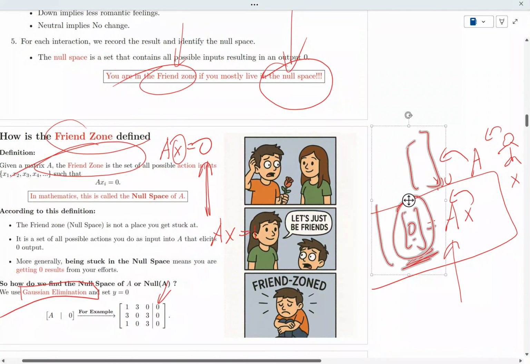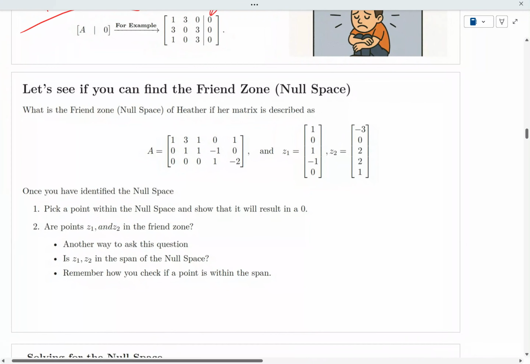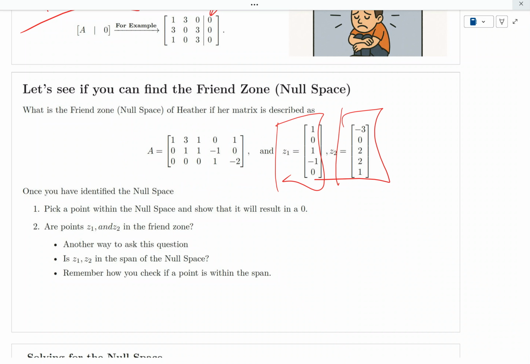Over here, we're using it to model the idea of a friend zone. Okay, so hopefully you got the point. The null space is the solution where you get a 0. So let's see if you can do a little practice. What is the friend zone for this matrix A? This is the matrix, and you're trying to find the null space. Then I want you to answer whether these 2 points are inside the null space.